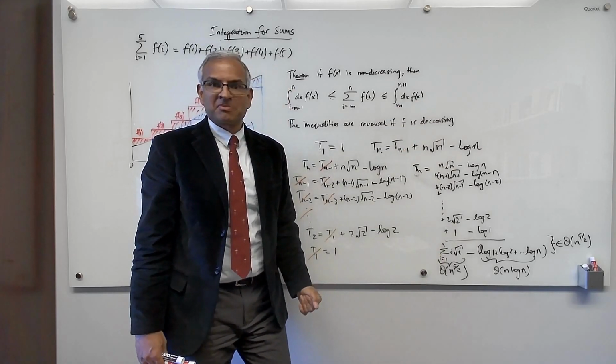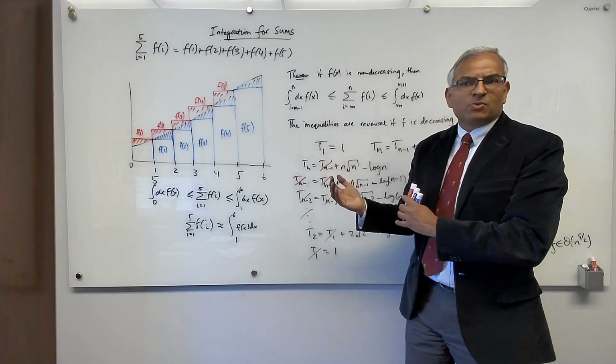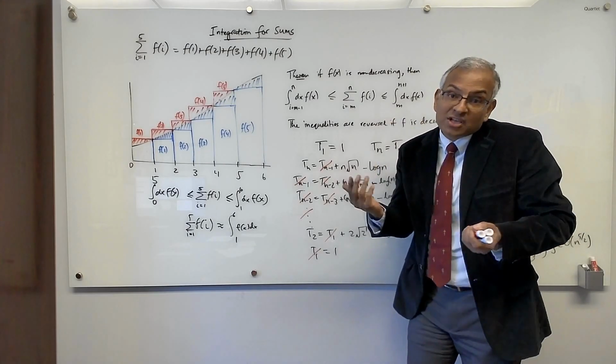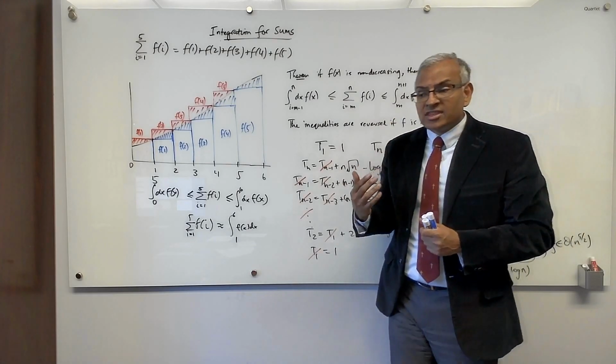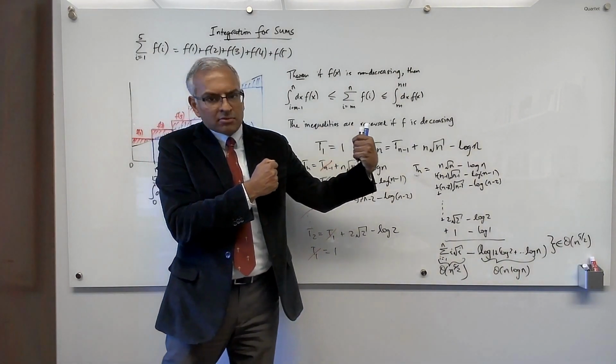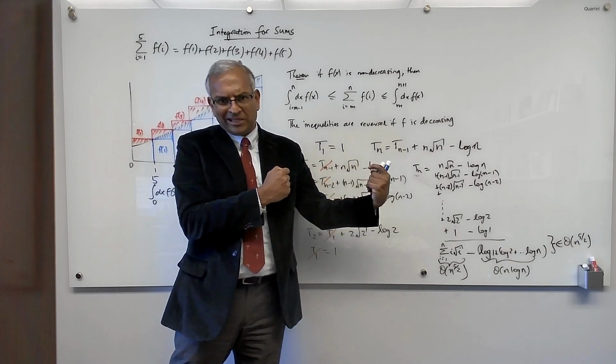So what did we do today? We talked about sums. Why are sums important? They appear in algorithm analysis. So we need to be able to compute sums at times, but more often than not, we need to be able to approximate sums very quickly, in particular in the asymptotic regime, ignoring constants of addition and constants of multiplication.